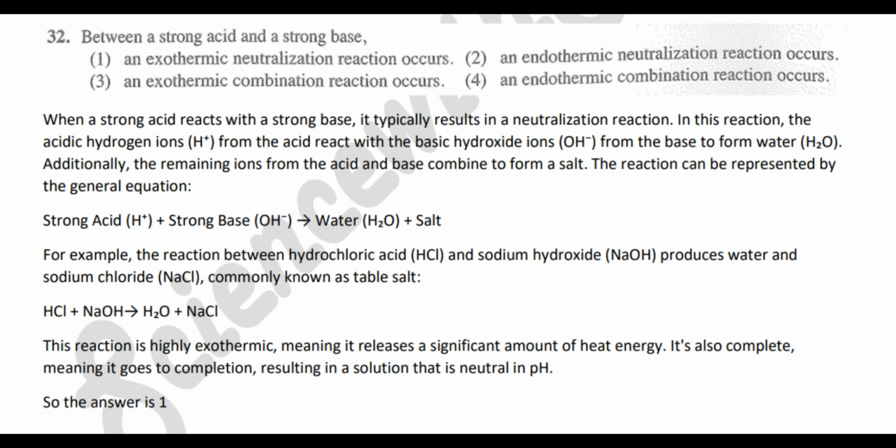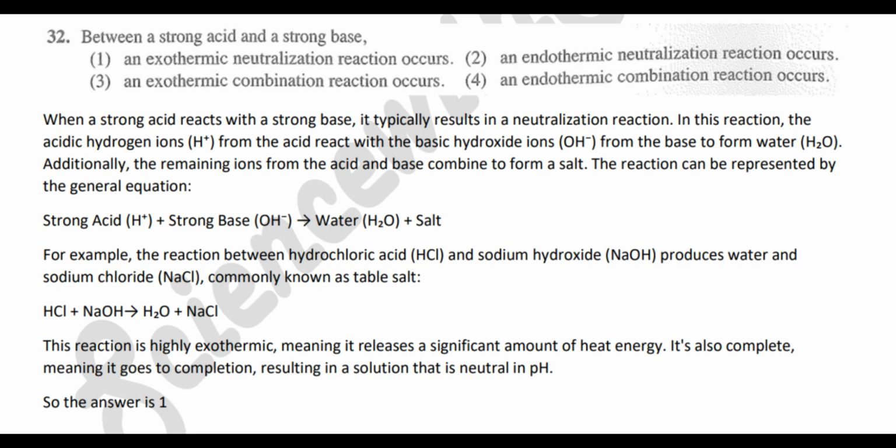32. Between a strong acid and a strong base, what kind of reaction would occur? When a strong acid reacts with a strong base, it typically results in a neutralization reaction. In this reaction, the acidic hydrogen ions, H+, from the acid react with the basic hydroxide ions, OH-, from the base to form water. Additionally, the remaining ions from the acid and base combine to form salt, not just table salt, it can be other salts like magnesium chloride as well.